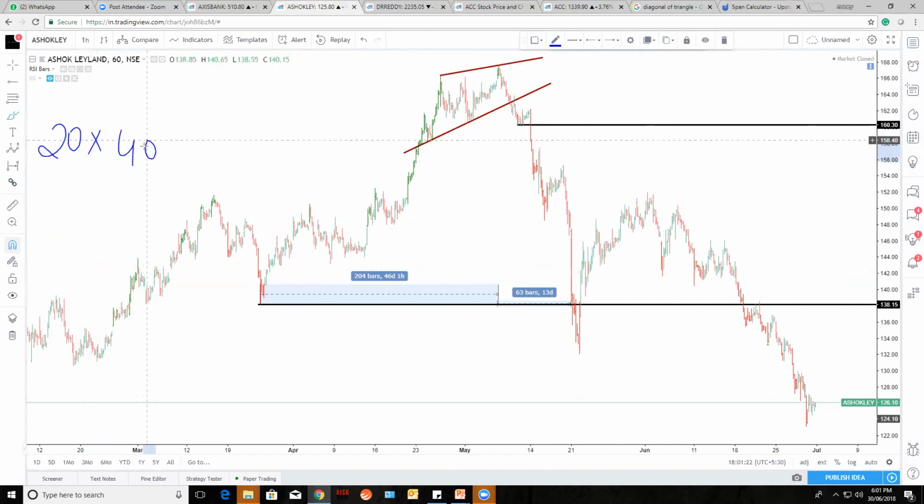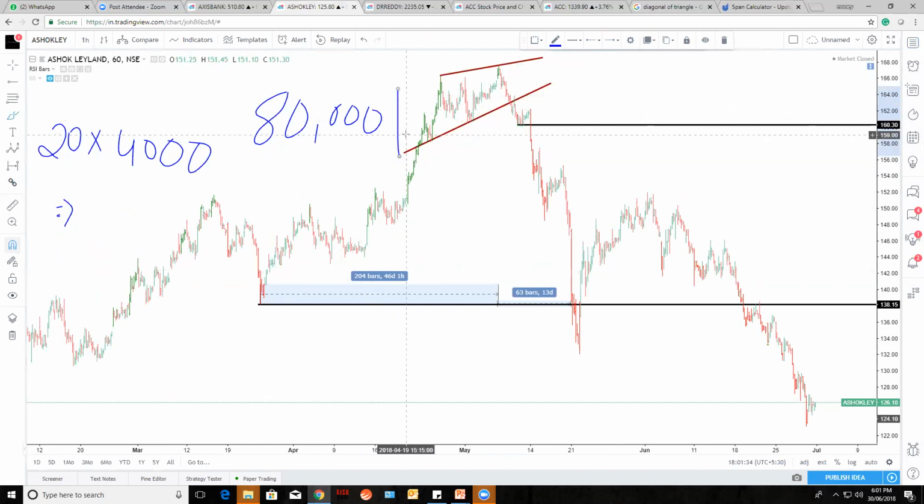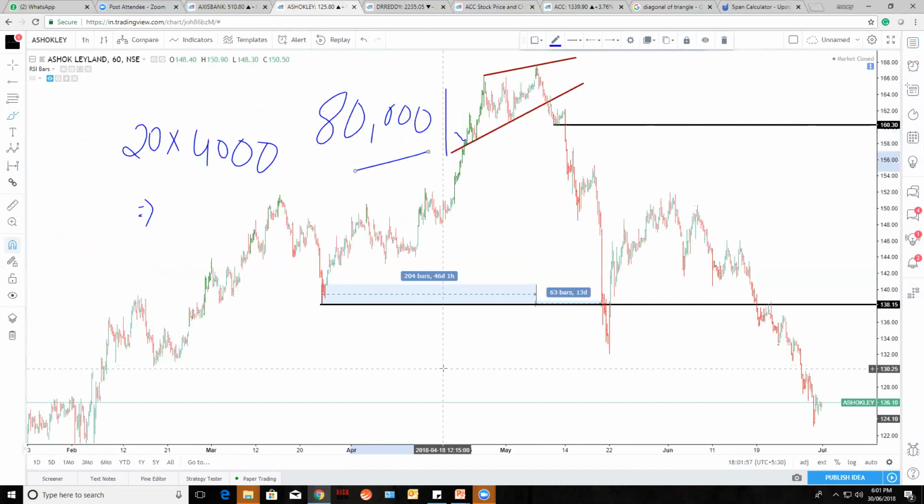20 into 4,000. If you have 2 lakh rupees, go for it directly. Sell Ashok Leyland, and 4,000 is the lot size, and you are going to make 80,000 in just a matter of 5 to 10 days. That is from here. It's the 14th of May, and you are exiting here on 21st of May. It's a matter of 7 days, guys. In 7 to 8 days, you are making 80,000.